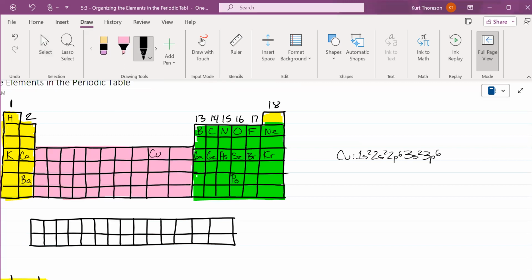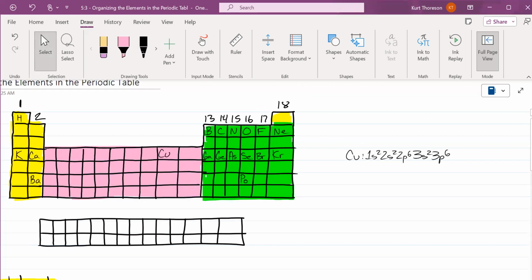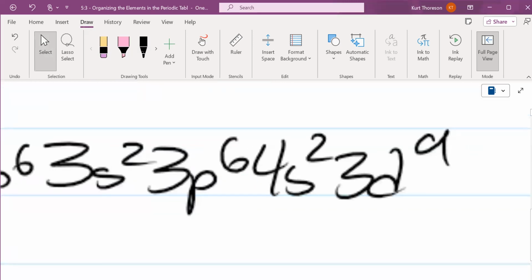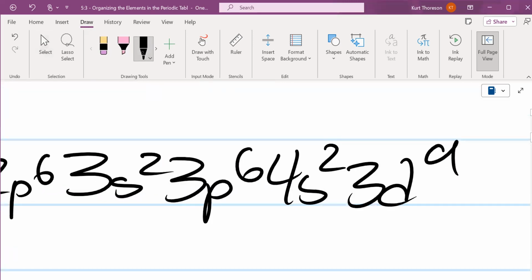Now, can you help me with this next row? I'm on the 4th row. What do I write first? 4s2, very good. Then what? 3d9, awesome. Now look at the very back. What number is higher, 4 or 3? Very good. That is the highest energy level, 4. And how many valence electrons does it have on that 4th level?